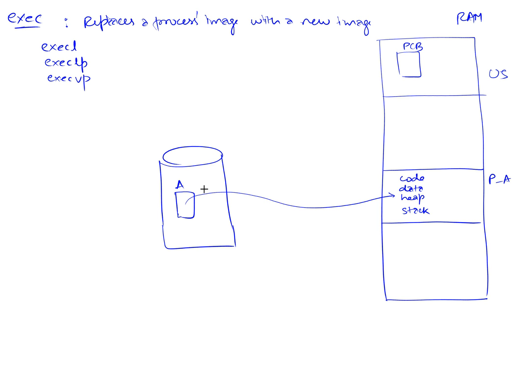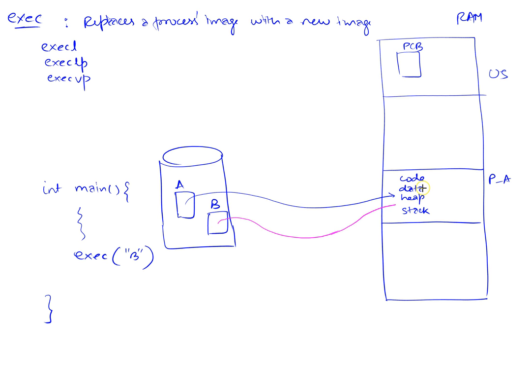So the idea of exec, and we'll look at an actual example to see the syntax of each of these. But in a nutshell, let's say the program A looks something like this, int main. And somewhere in your code, let's say you were to do an exec, and you have a program B on the disk, and you were to do an exec with program B, and this is not exactly the syntax. Then what the operating system is going to do is take this image B and overlay it on this.